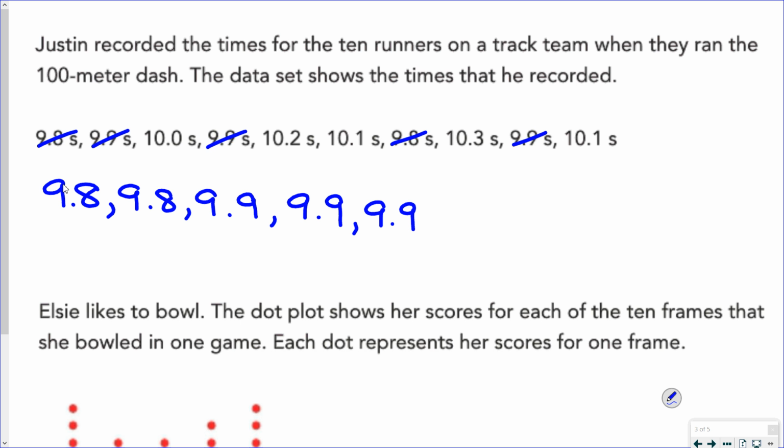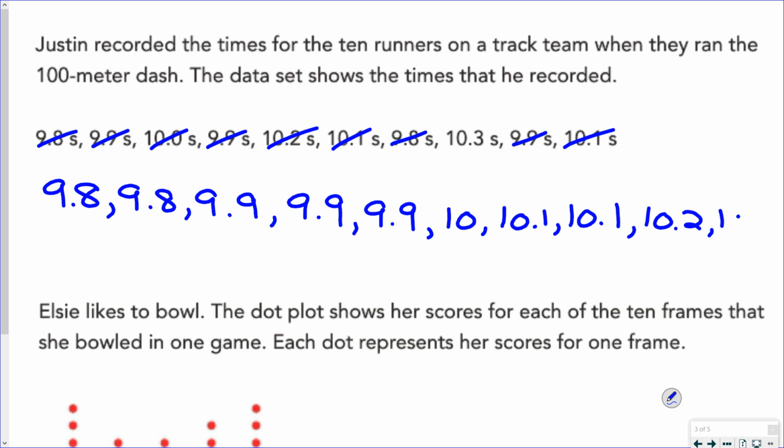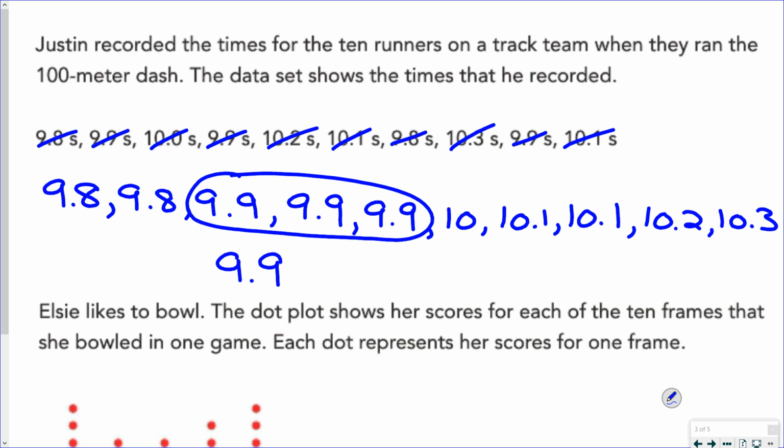And so I'm going to see if I have anything that occurs 3 times or more. So I've got a 10, I've got a 10.1, another 10.1, a 10.2, and a 10.3. So in this situation, I have three 9.9s, so my mode is 9.9.